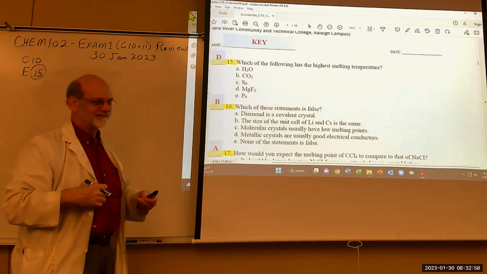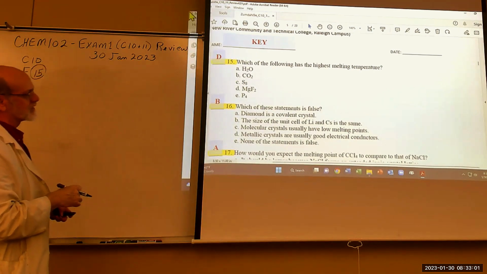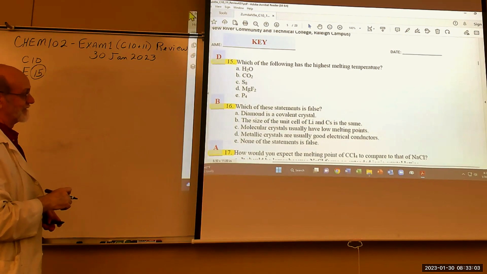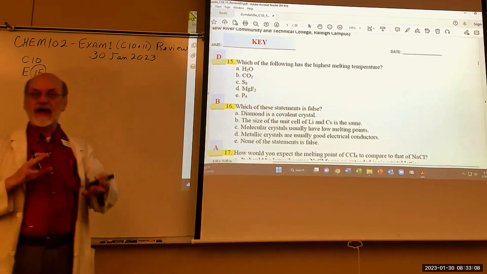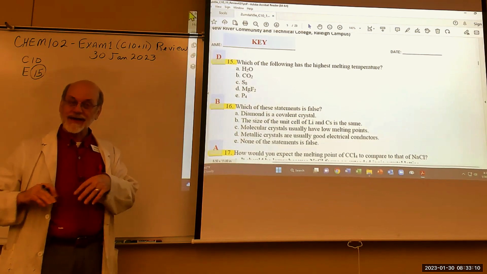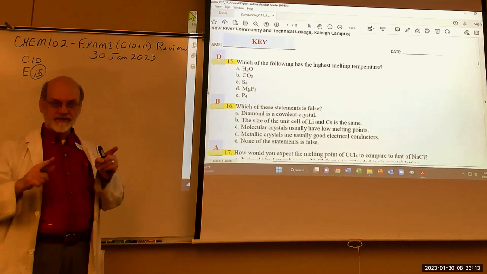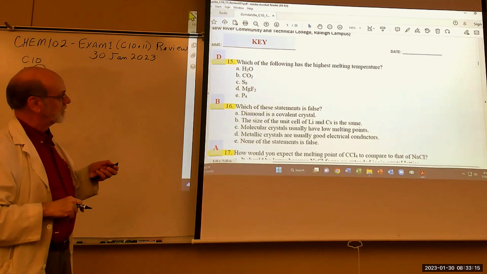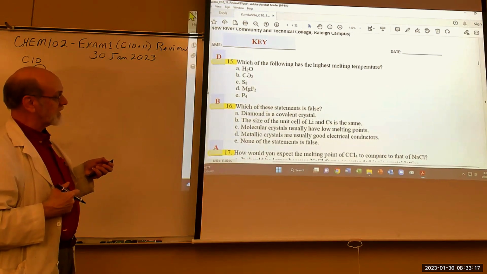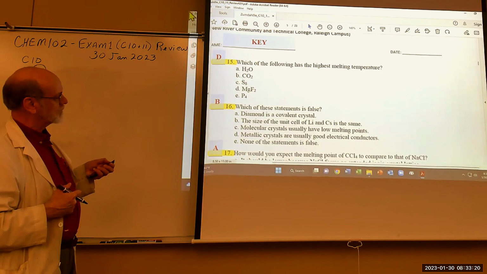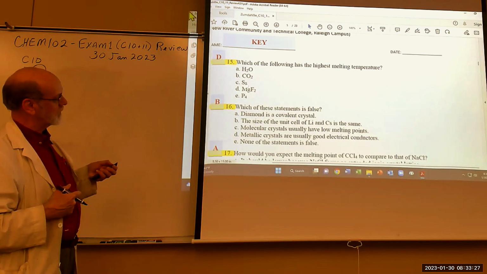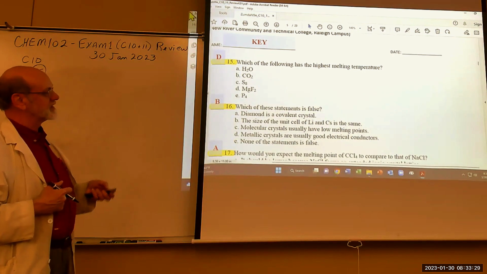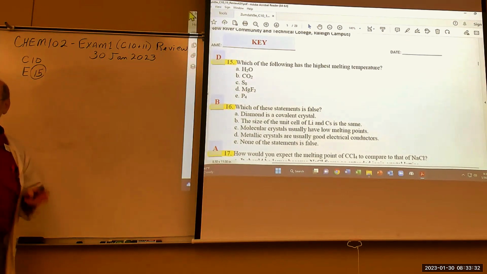Which of the following has the highest melting temperature? What we're looking for here is just the opposite of that first one we encountered. So if you've got any ionic compounds here, those are the best candidates, right? Water's fairly high. Carbon dioxide is low. Sulfur is nonpolar. Phosphorus is nonpolar. There you go, magnesium fluoride. That has the highest melting point of any one of those because it's an ionic compound.